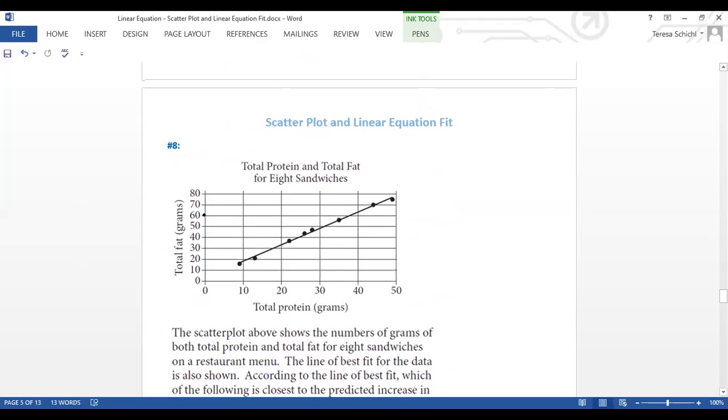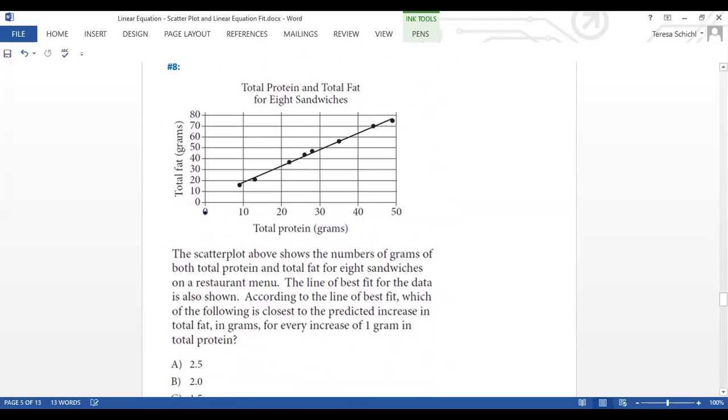Total protein and total fat of 8 different sandwiches here. So here is the scatter plot showing the number of grams for the total protein and the total fat here. The line of best fit is in here. According to the line, which of the following is closest to the predicted increase in the total fat in grams for every increase of 1 gram of the total protein?